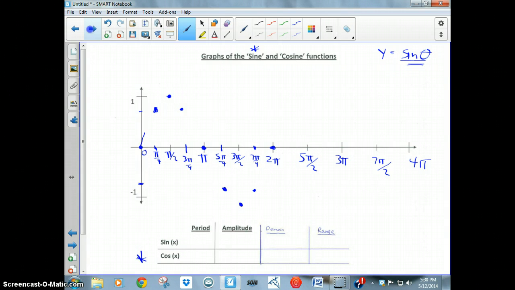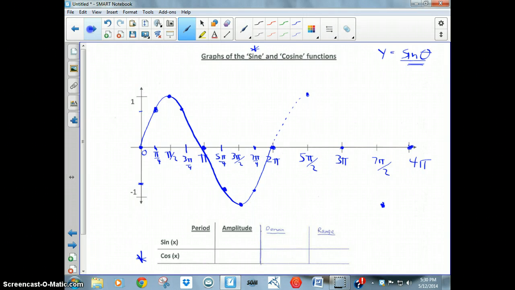So if you follow my graph, hopefully this works on the smartboard, it's a nice smooth curve that first goes up, then goes down, and then finishes back at 0. Now obviously this same pattern is going to continue. So I'm going to draw a dotted line. At 5 pi over 2, if we wanted to continue, we'd be up there. At 3 pi, we'd be at 0. At 7 pi over 2, we'd be down at -1. And at 4 pi, we'd be back to 0.